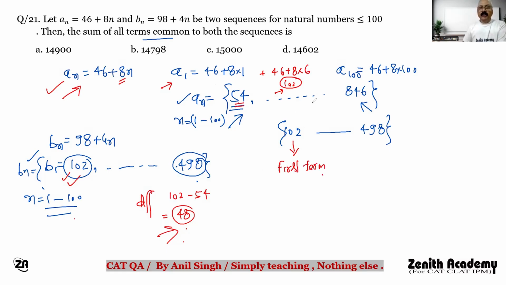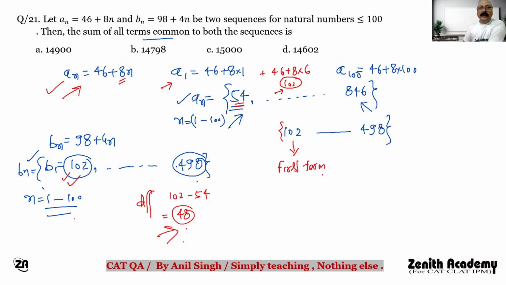In a sequence of common terms. And as here the common terms will start from 102 to 498. So between 102 to 498, including 102 and 498 also, how many terms are common? You have to find the sum of them.